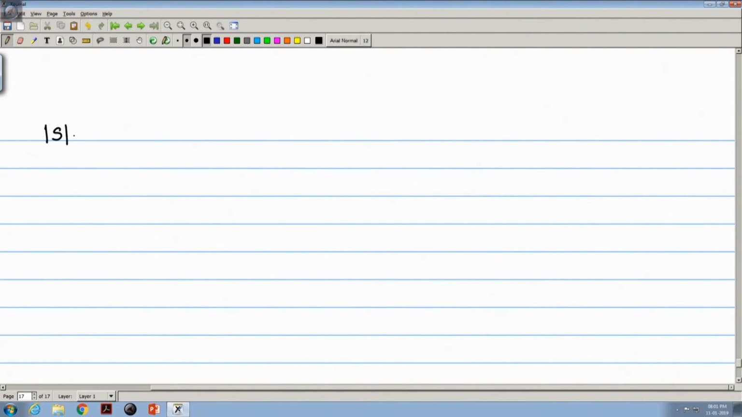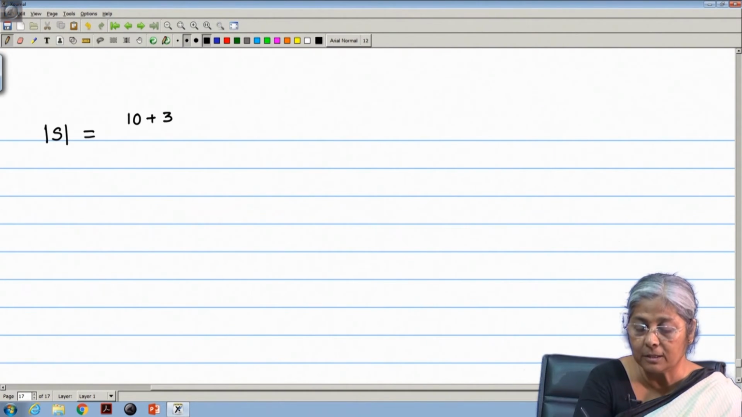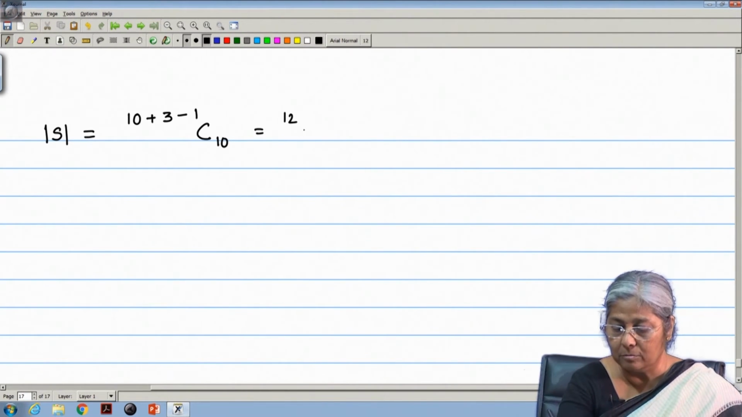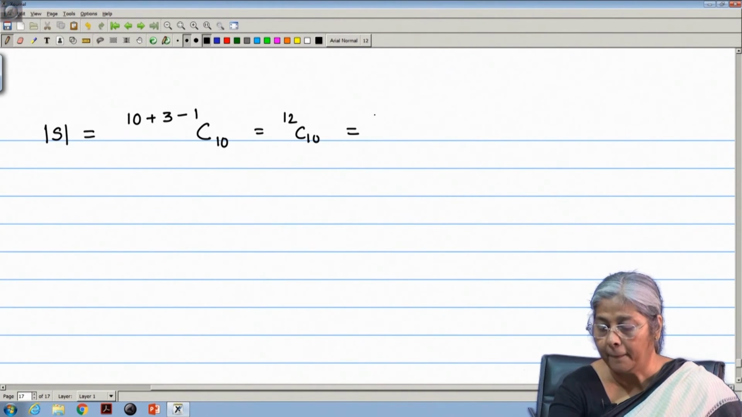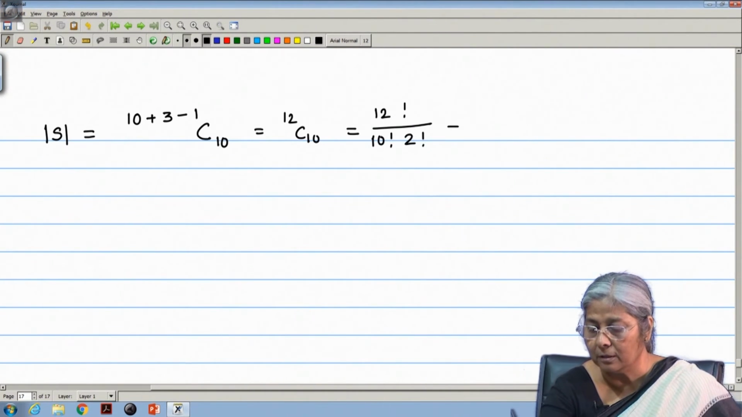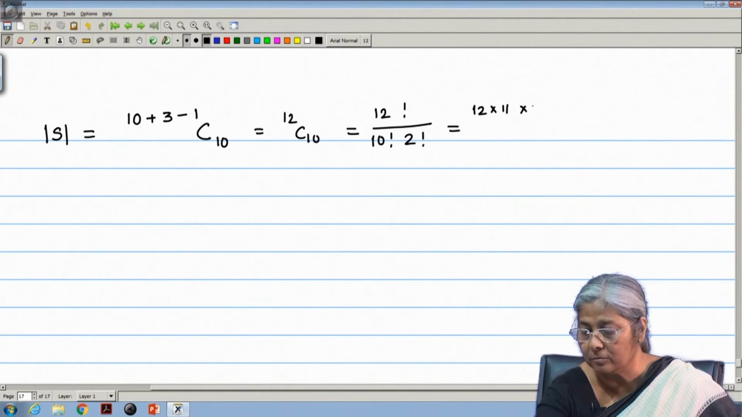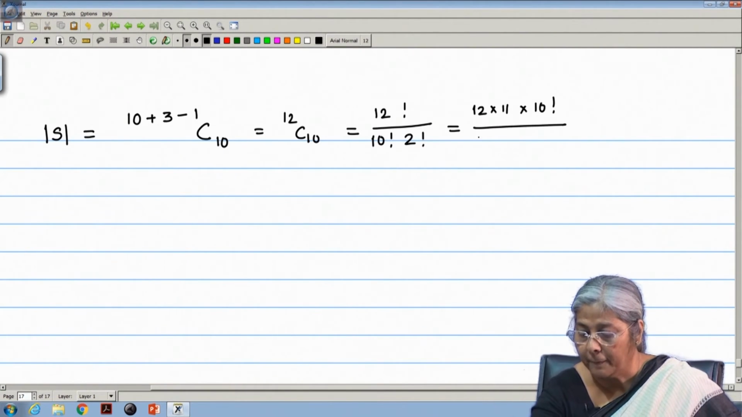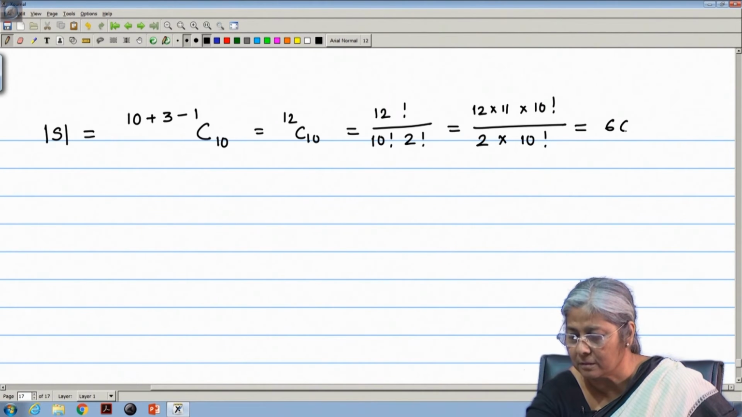So, now we use the R combination formula, how to compute the R combinations of the set S. So, S, I can write, is 10, because it is 10 combination 3 type. So, 10 plus 3 minus 1 C10, which is 12 C10, equal to 12 factorial divided by 10 factorial into 2 factorial, which is 12 into 11 into 10 factorial divided by 2 into 10 factorial, equal to 66.